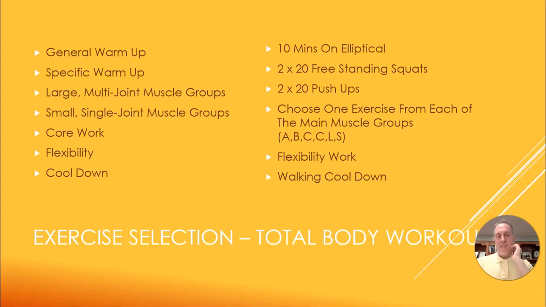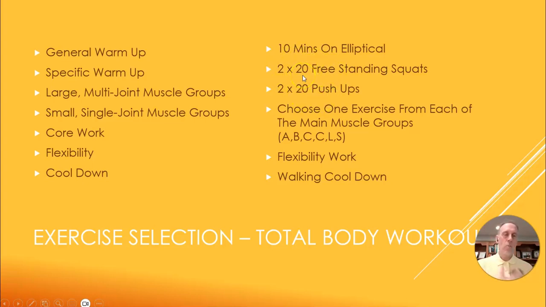So if we look at a total body workout, we have a general warm-up here to the left, a specific warm-up, large multi-joints, small single joint, core work with tugging abs here, flexibility, cool down. 10 minutes on elliptical, general warm-up. 2x20 freestanding squats. Then we got 2x20 push-ups. And then small single joint, choose one exercise from each of the main muscle groups. And by this, we've done freestanding squats.